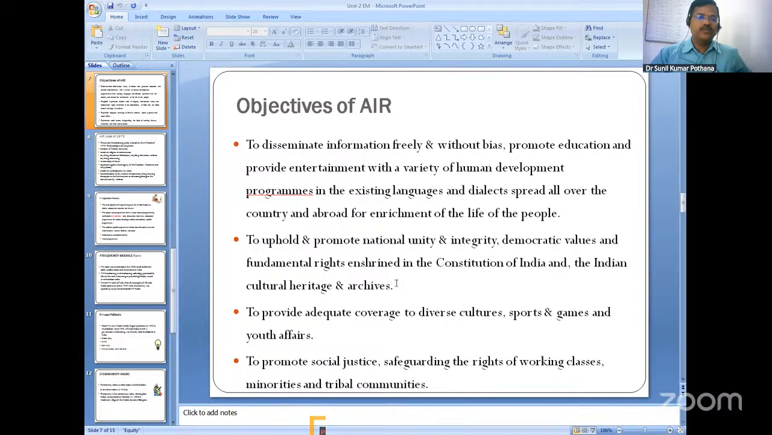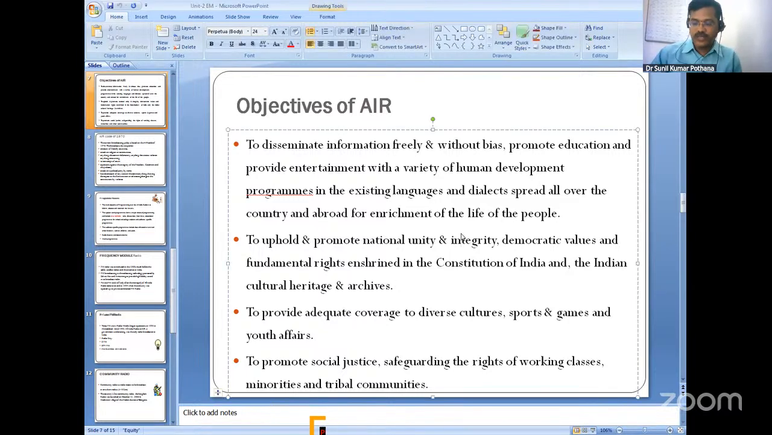Another major objective is to uphold and promote national unity and integrity, democratic values and fundamental rights enshrined in the Constitution of India, and the Indian culture, heritage and archives. One more objective is to provide adequate coverage to diverse cultures. India is already a land of diversity, and sports, games and youth affairs. One more objective is to promote social justice, safeguarding the rights of working classes, minorities and tribal communities. These are the main objectives.